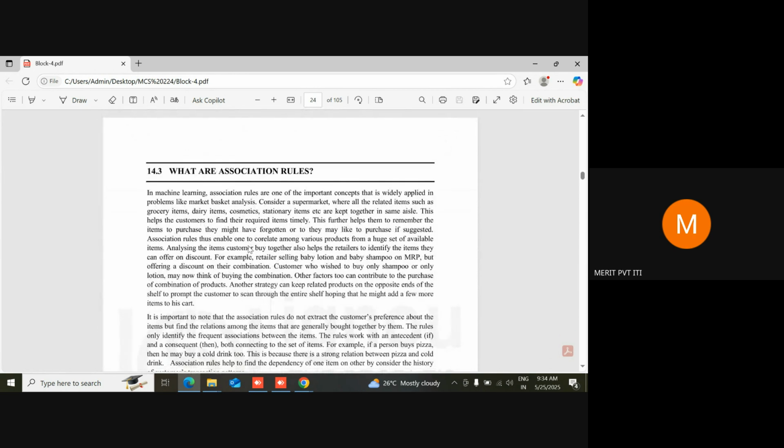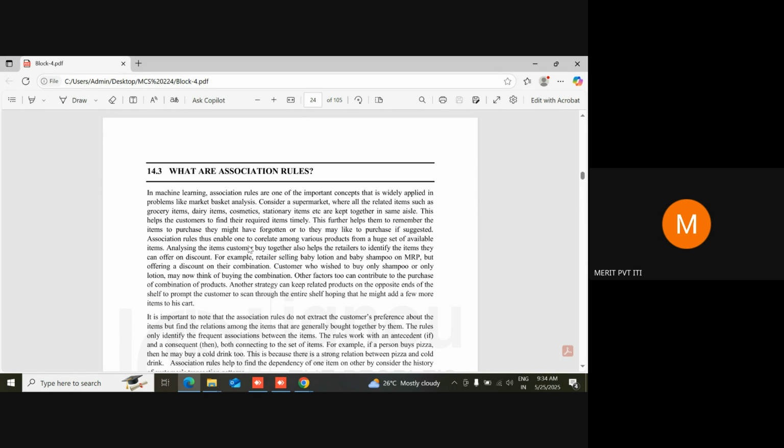So what are association rules? In machine learning, association rules are one of the important concepts widely applied in problems like market basket analysis. As we said, basket analysis: bread, butter, cookies. Consider a supermarket where all the related items such as grocery items, dairy items, cosmetics, stationery items are kept together in the same aisle so that people see the things and pick them up. Because you might forget something.